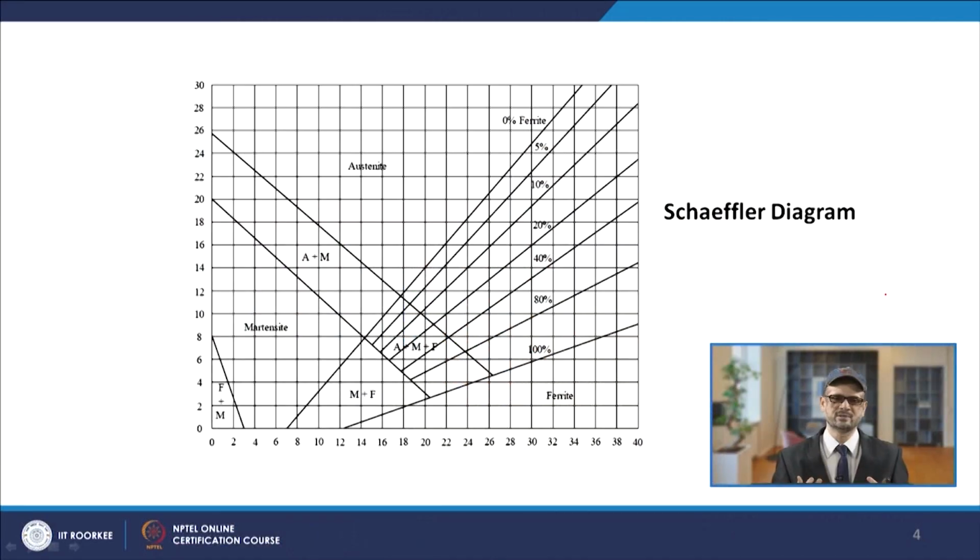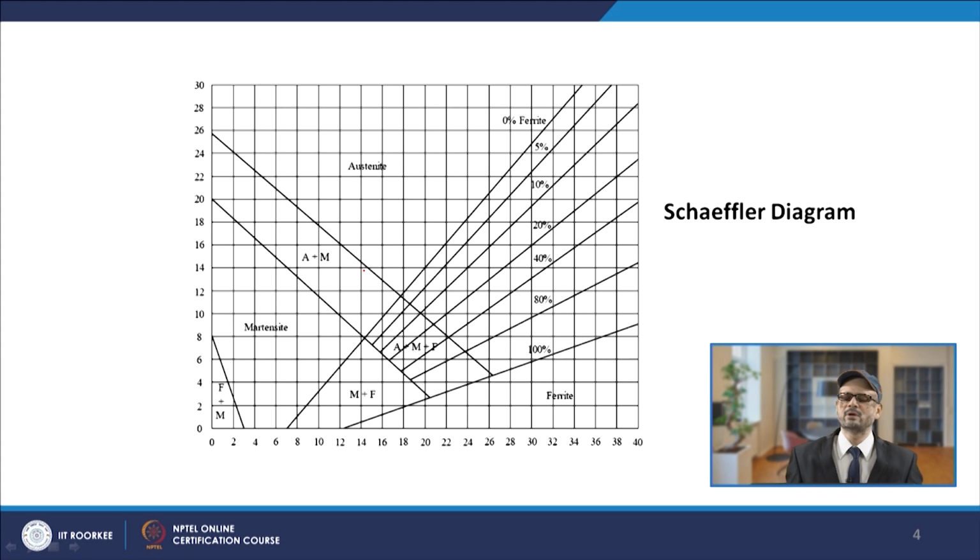Now, the process is that when you have any material of certain composition, which will have some carbon, manganese, silicon, nickel and all that, or chromium, you will calculate the chrome equivalent value as well as the nickel equivalent value, and you will have a coordinate on this point which will be talking about the type of microstructure you are going to get.